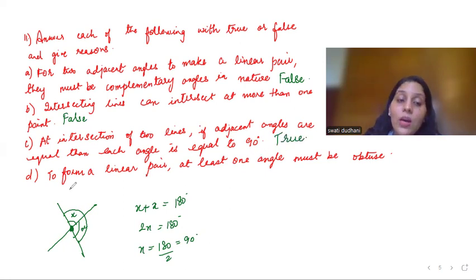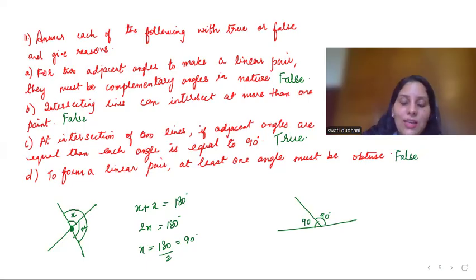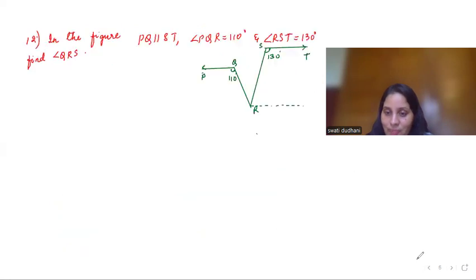Now next one, to form a linear pair, at least one angle must be obtuse. So it's not necessary that one angle must be obtuse. Suppose I have two angles, I can have right angles also, right? I can have 90-90 as we just got. So not necessary that one angle should be obtuse. It is false.